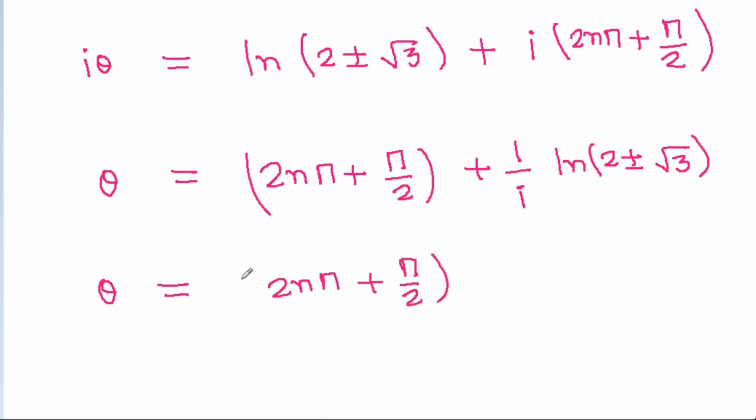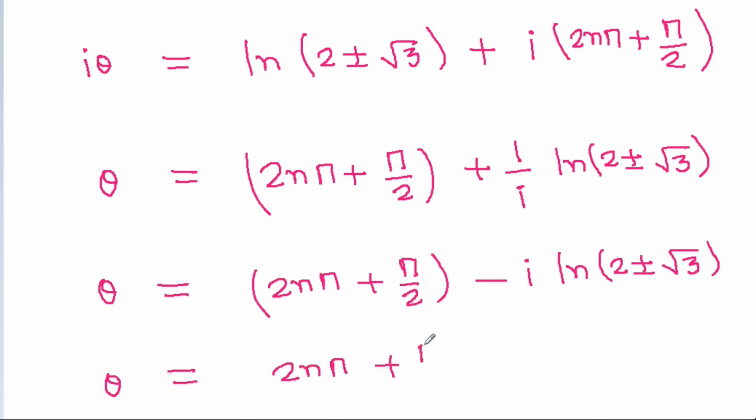Or theta is equal to 2n pi plus pi by 2, and 1 by i is minus i. So we get minus i times ln of 2 plus minus root 3, or theta is equal to 2n pi plus pi by 2, and 2 minus root 3 is 1 by 2 plus root 3. So we get plus minus i times ln of 2 plus root 3.